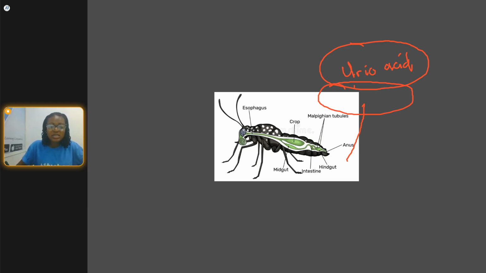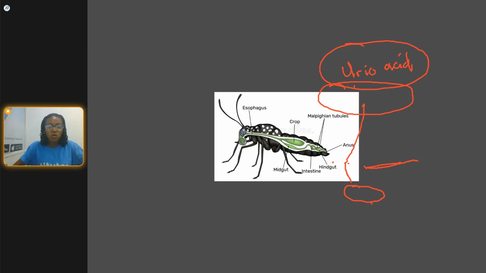It releases into the gut of the insect for elimination. As you can see, the hind gut here is very close to the Malpighian tubules. So once the uric acid is formed, it releases it into the gut. You can see the hind gut here, and when it comes to the hind gut, you can see the anus. So it comes out through the anus. So the waste product is uric acid.